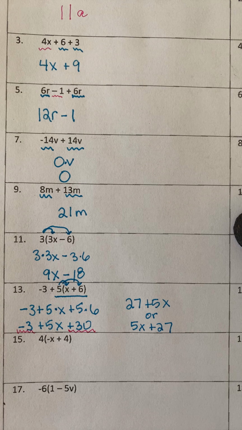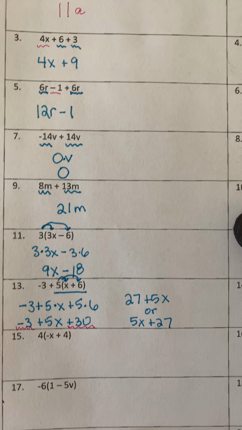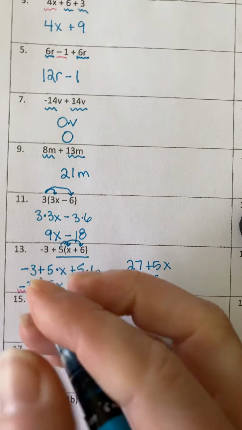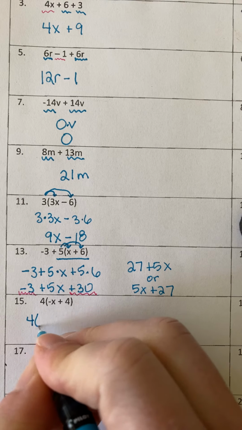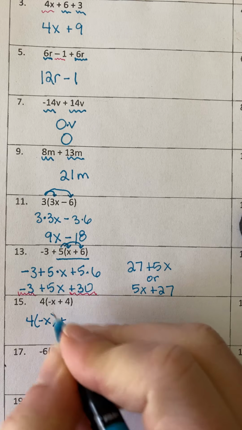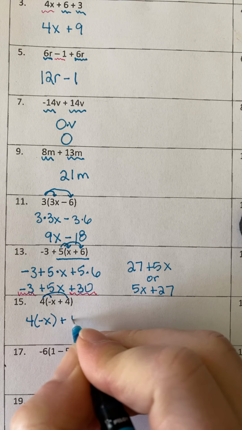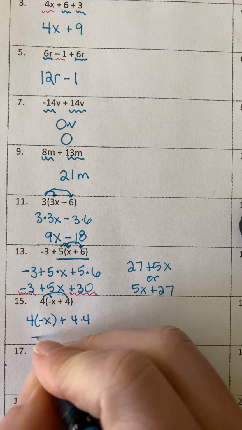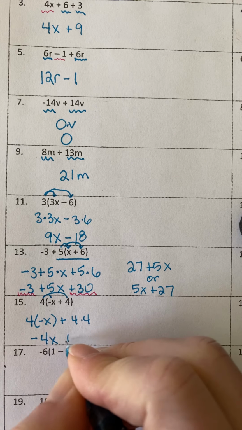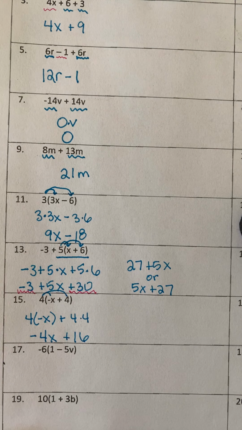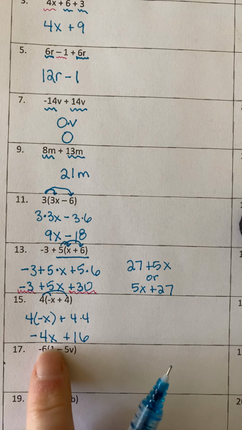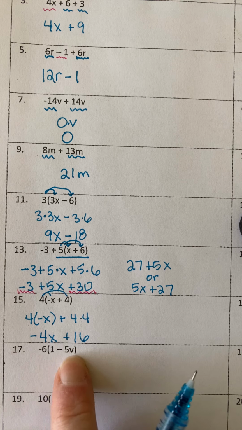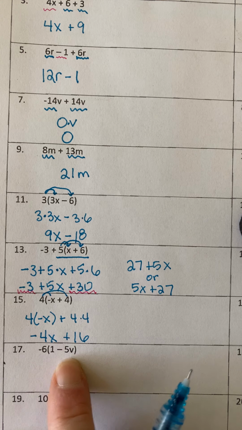All right, let's do a few more with distributive properties. So we have 4 times negative x plus 4. So that means 4 times negative x plus 4 times 4. That would give us negative 4x plus 16. And that would be simplified. We do not have any like terms to add together. Let's be careful when we have negatives and subtraction.